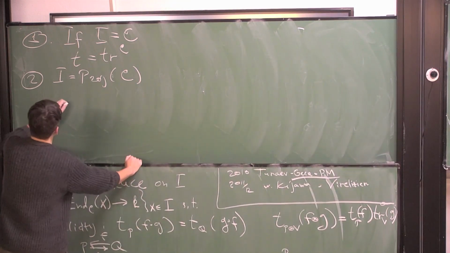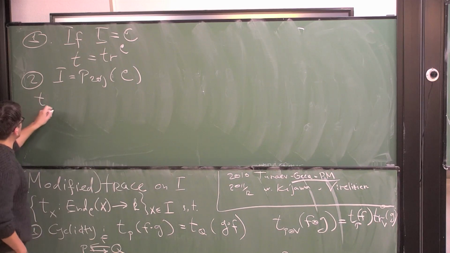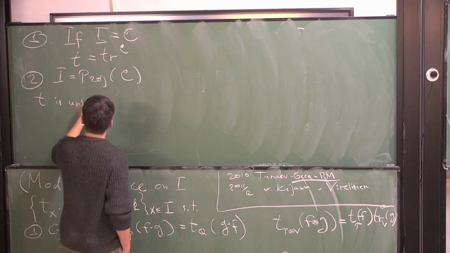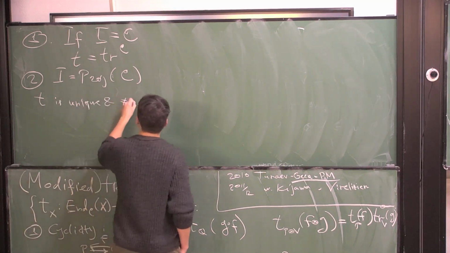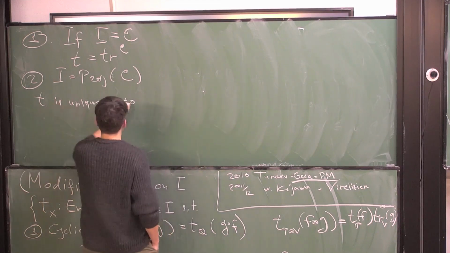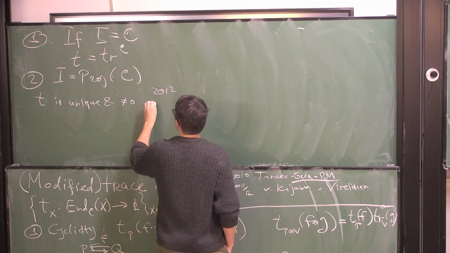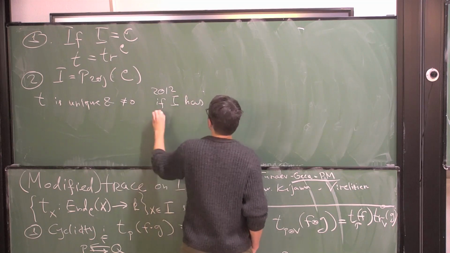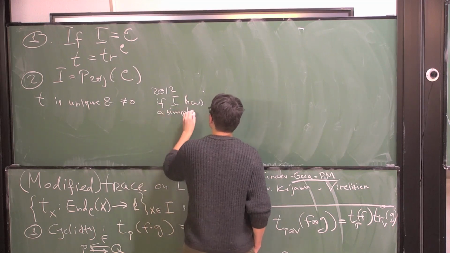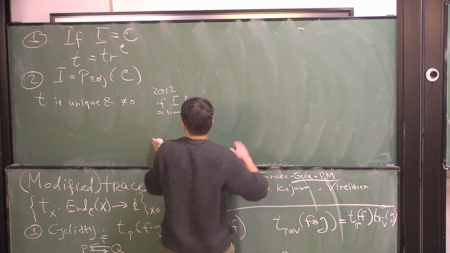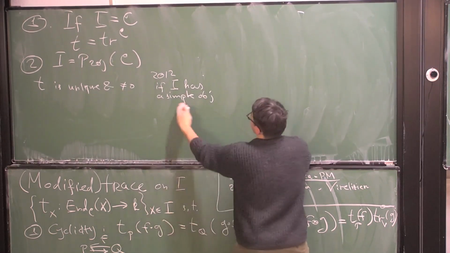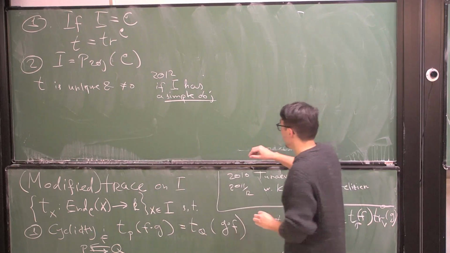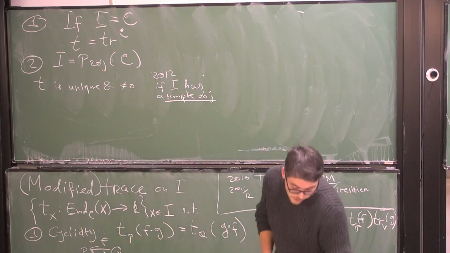For example, I think it was around 2012. So T on a projective ideal is unique and non-zero. I think the first result was around 2012, if I has a simple object. And in this case, they give an explicit construction of such a trace. But this assumption was important. Then this is for pivotal categories.